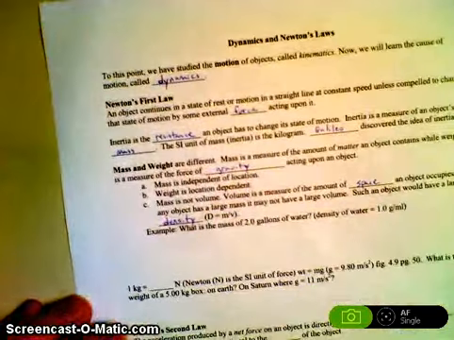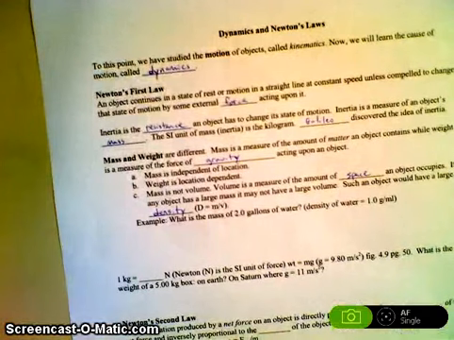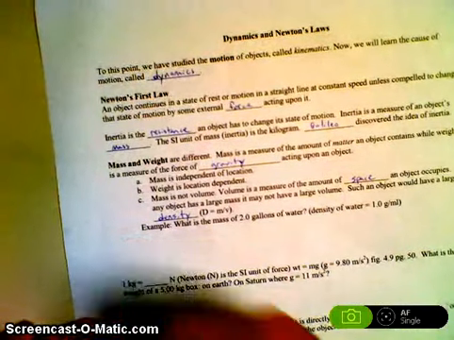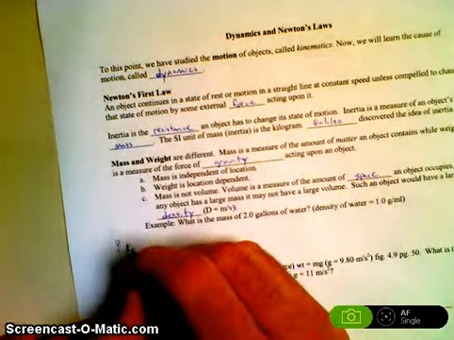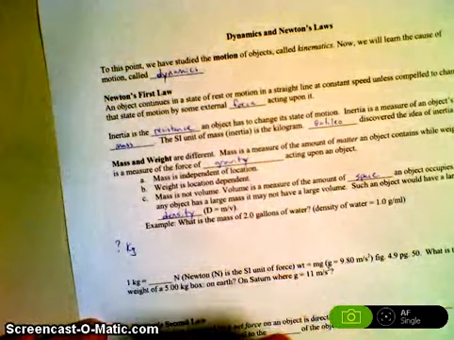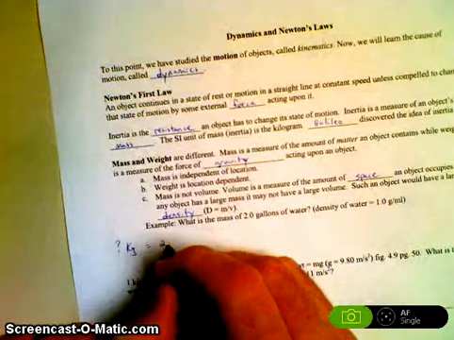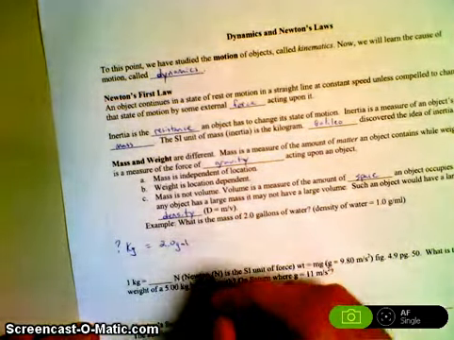Then we have a little factor label here. Good to get back into this a little bit. If I want to find the mass of 2.0 gallons of water, a unit of mass, again, could be kilograms, could be grams. We're going to convert to kilograms here because that's our SI unit that we want to get to. And we're starting with 2.0 gallons of water.